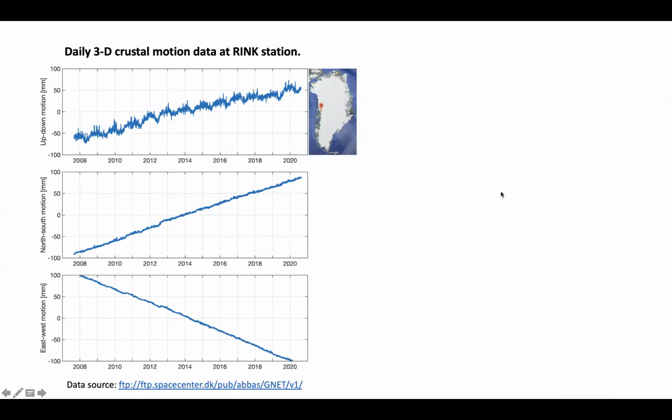So here's a quick look at the three-dimensional displacement time series for one of the GNET stations. You can see all three components: the up-down vertical component, and the north-south and east-west horizontal components of the displacement vector. These are the daily displacement data. A lot of processing has already been done to come up with these results.